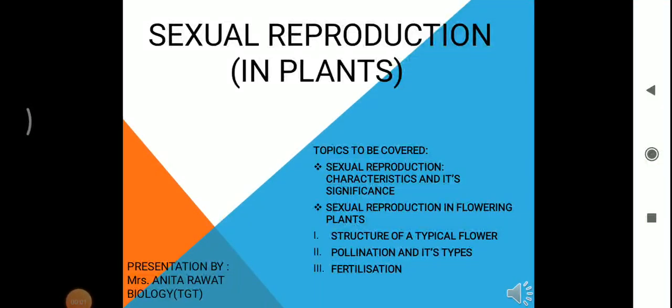Good afternoon, students. Today we will be starting a new topic, that is sexual reproduction in plants. Under this topic, we will be covering the following subtopics. And these subtopics are: first, sexual reproduction, its characteristics and its significance. Second, sexual reproduction in flowering plants, under which we will cover the following topics. First, structure of a typical flower, pollination and its types, and fertilization. So let's start our today's session with the first topic.